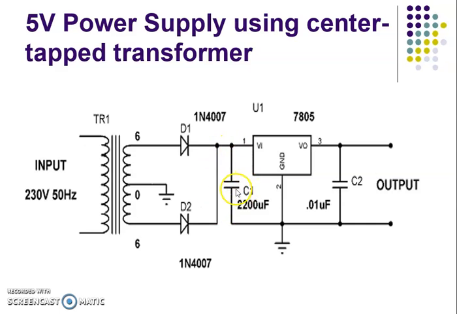Then there is a capacitor. This same capacitor acts as a filter here, with the highest value selected, that is 2200 microfarad. And the last block is the regulator using IC 7805. If we want negative output, then we can use 7905 as the regulator IC. So other things remain the same.